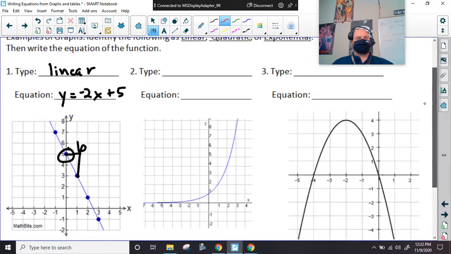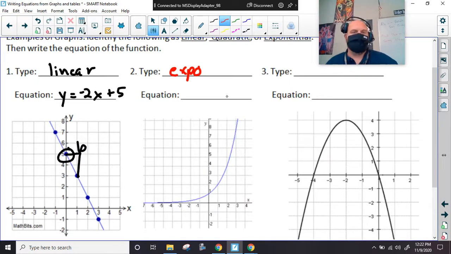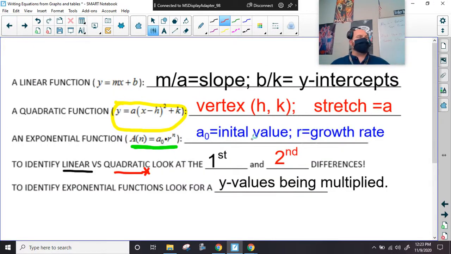All right. Number two, what type is this? Exponential. Yeah, so you could write expo. That's fine. We're not saying that it's an exponential marker. It's just exponential. We're just shorthanding it. If it makes a straight line, it's linear. If it makes a ramp, it's exponential. If it's a U, either up or down, it's quadratic. So for this, we've got to find our A sub 0 and our R. Our A sub 0 is actually going to be easy, because that's our initial value. That's also like our y-intercept.